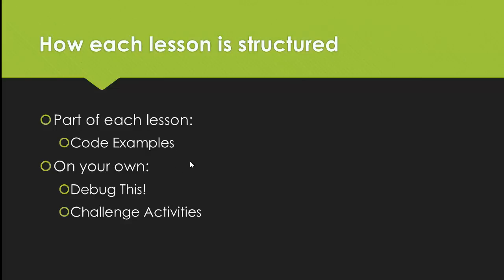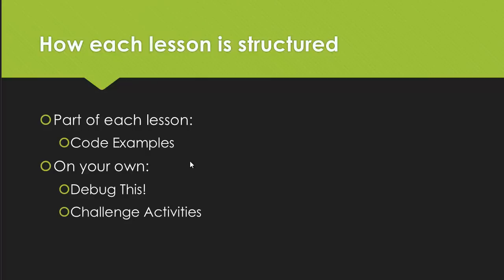Also, beyond the code samples are what I call the On Your Own series. There's two sets of examples here. One is the debug this, and the second is the challenge activity. Debug this is a Java project that has errors in it, because one of the best ways to learn and become a good programmer is to fix errors in existing code. Rather than starting from scratch and trying to get your head around how to solve the problem, the problem's already in front of you, but it's broken, and you have to figure out how to fix it. It's a really great way to learn how to code through debugging.